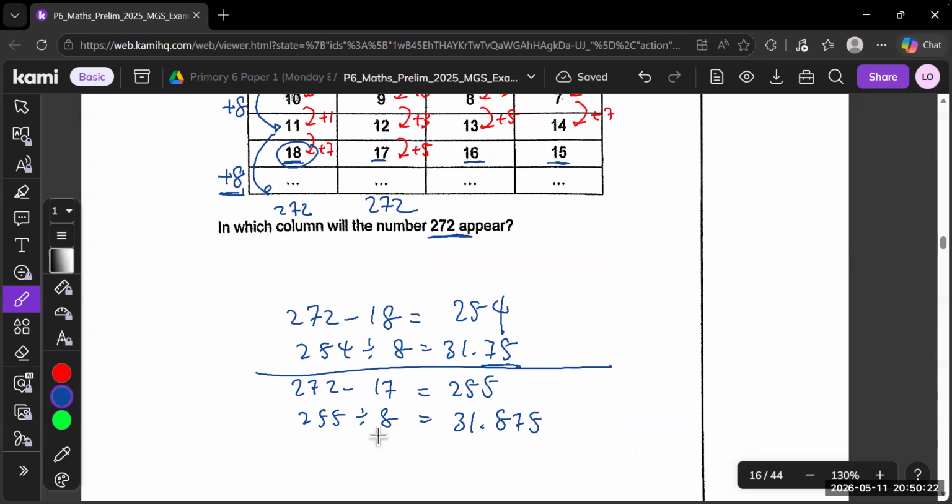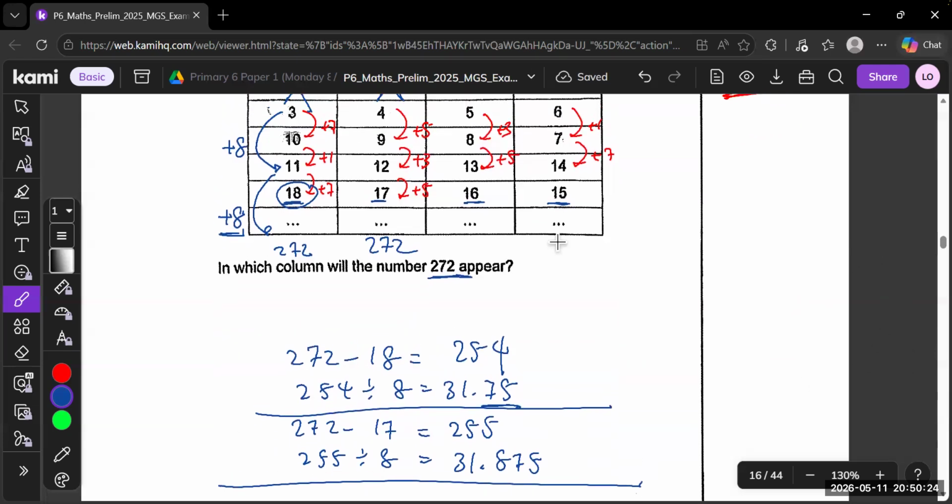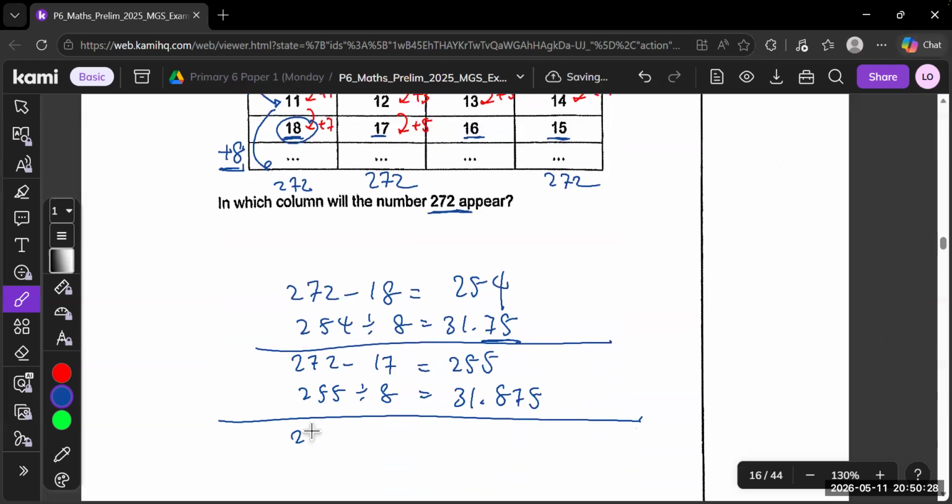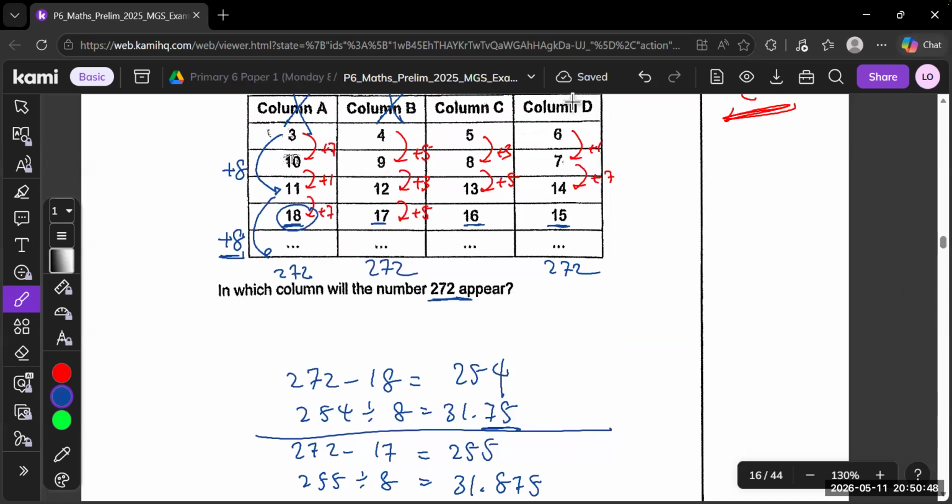Okay, let's go to column D. Column D. Is it here? 272 minus 15. So 272 minus 15, you go and do your working. You get 257. And then you divide by 8, and you get, oh, remainder again. So that's a remainder. So 32.125. So cannot be column D. All right, column D is out.